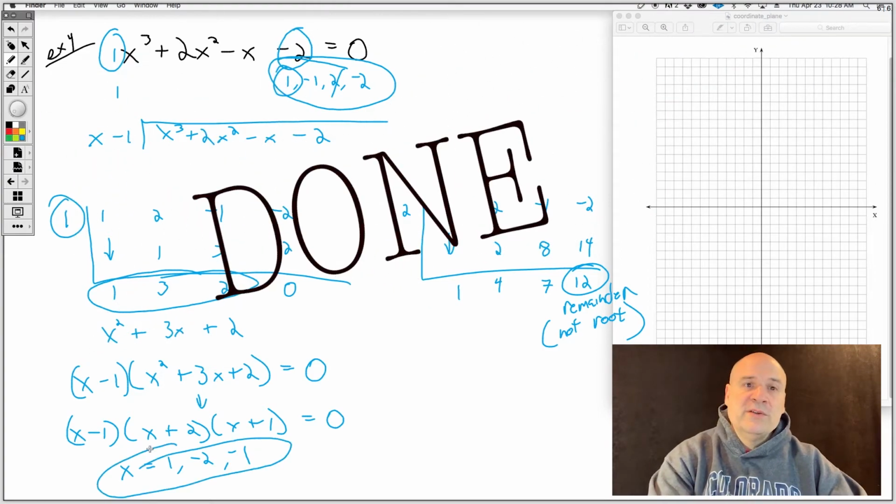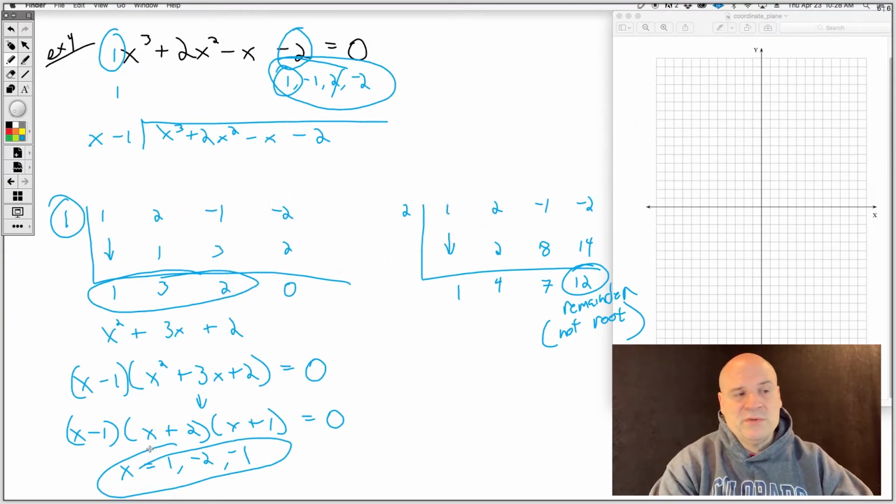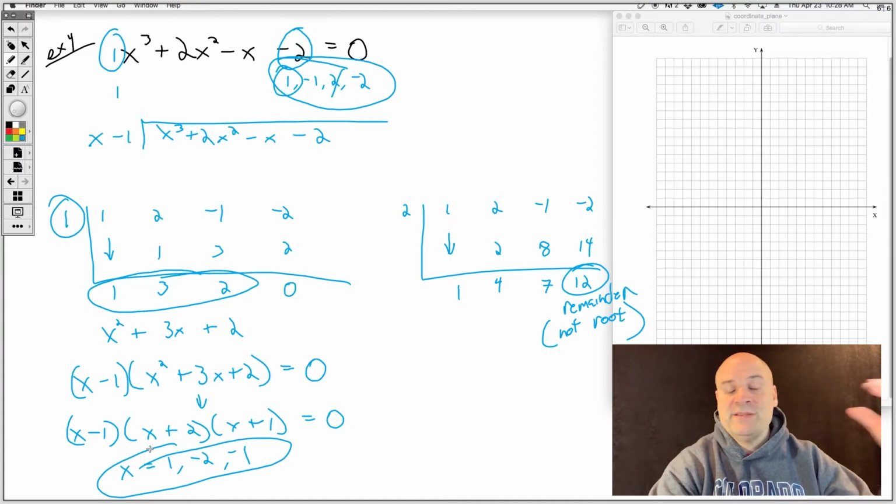Boom. So you just have to pick one of these possible roots, plug it into synthetic division, and see if it gives you a remainder. If it gives you a remainder, then it's not a root. So try the next one. If that doesn't give you a remainder, then you have a root.